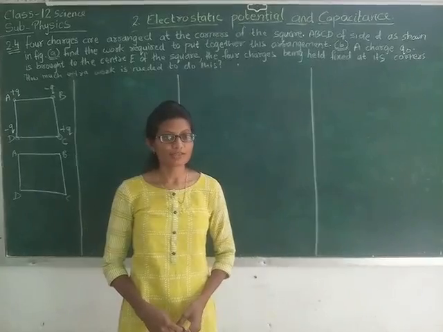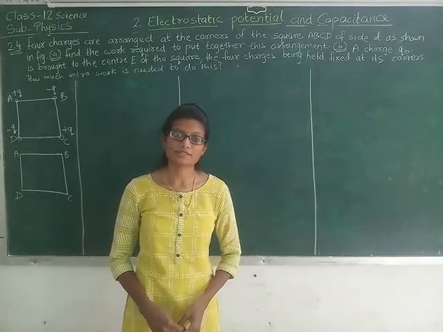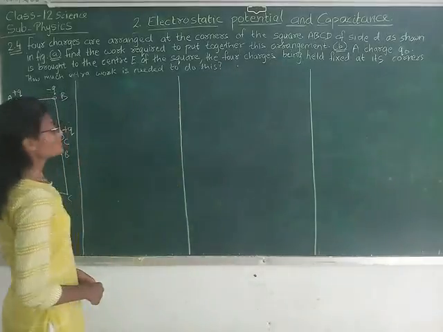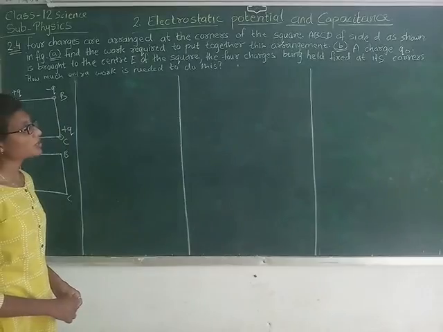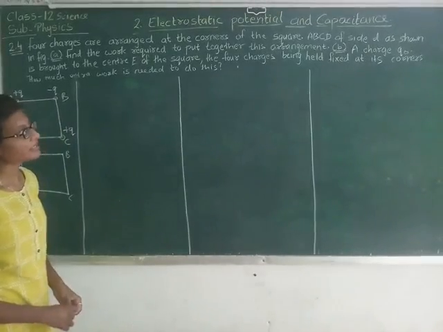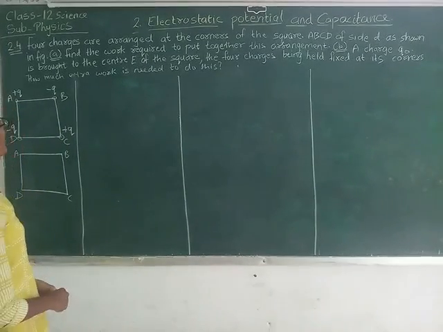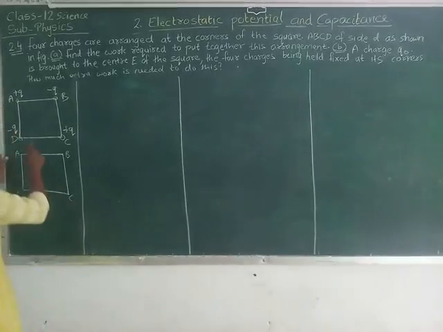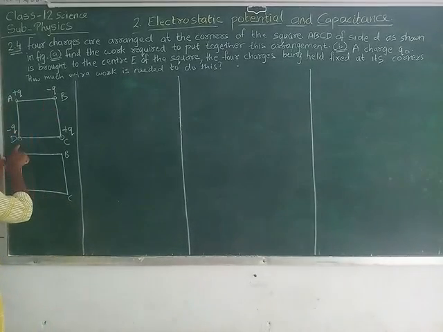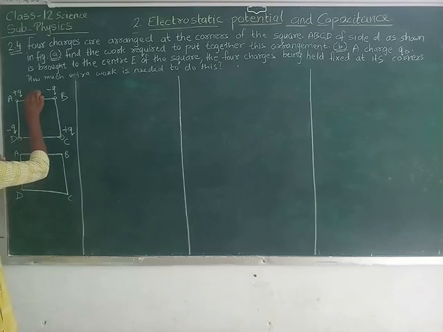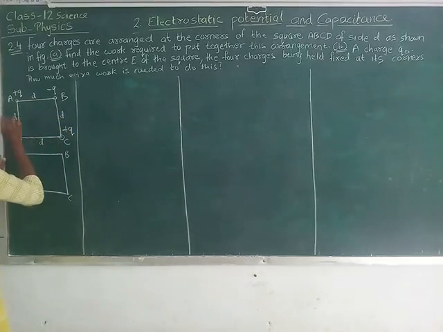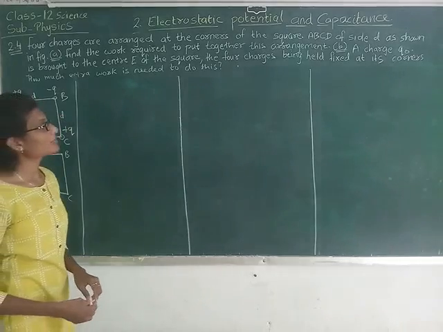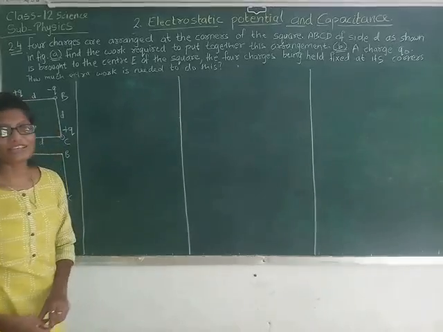...of chapter number 2, that is electrostatic potential and capacitance. So illustration 2.4. Four charges are arranged at the corners of the square ABCD of side D, as shown in the figure. So you can see that here we are having a square named ABCD, right? And the side of the square is D. Find the work required to put together these arrangements.